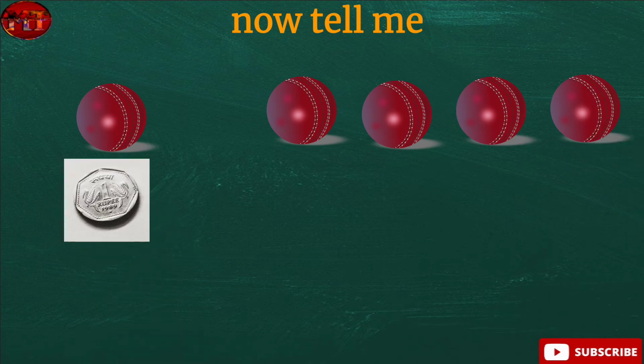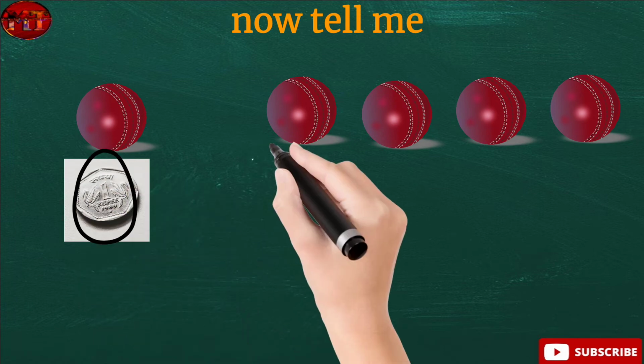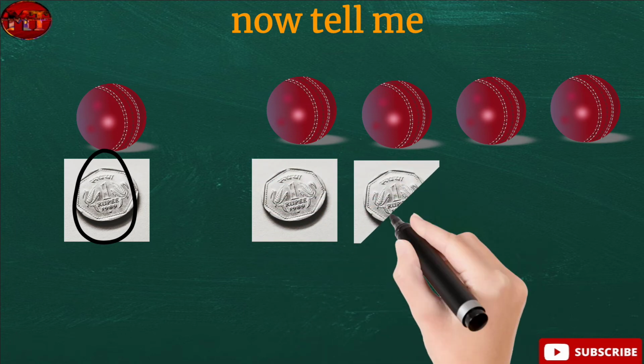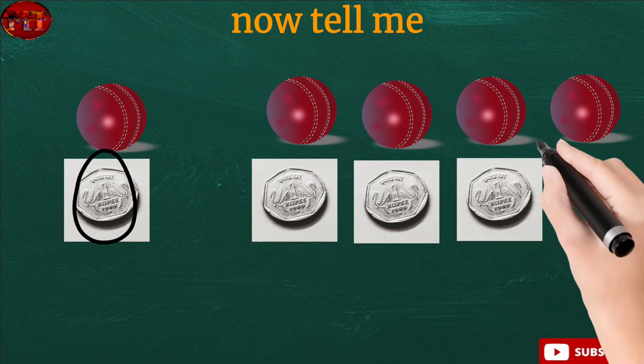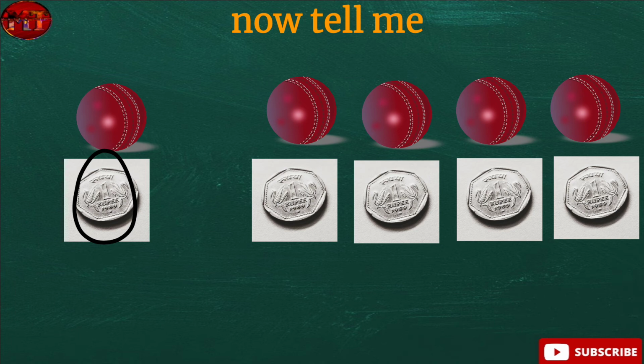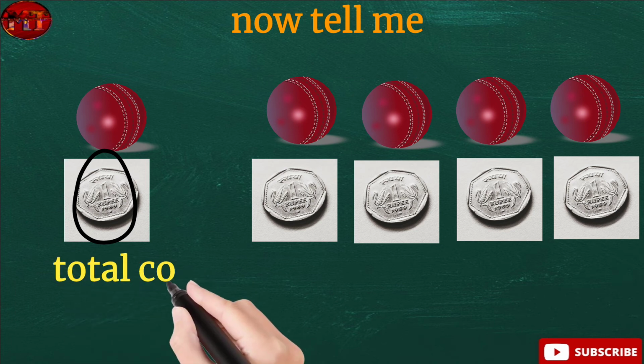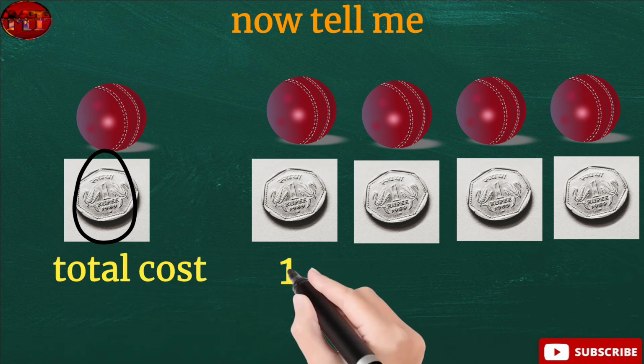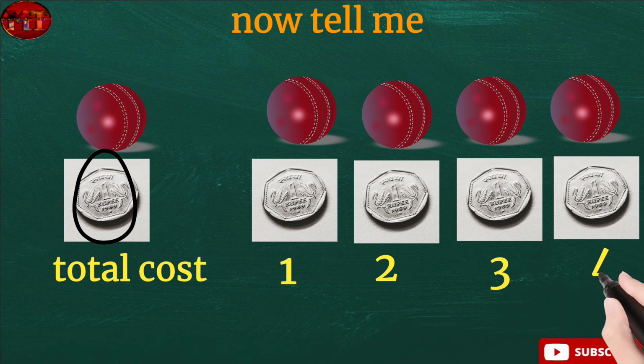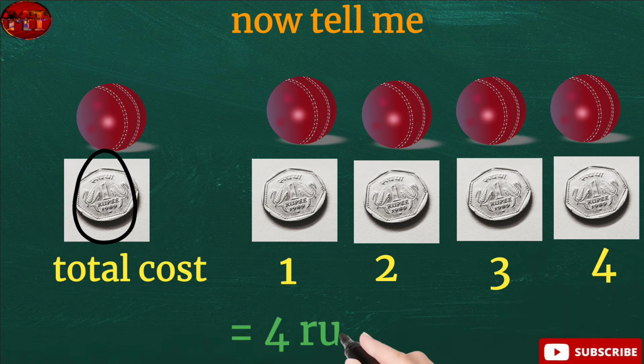Now, tell me. 1 ball, 1 rupee. So, 4 balls, 1 rupee, 1 rupee, 1 rupee, 1 rupee. Total cost, 1, 2, 3, 4. 4 rupees.